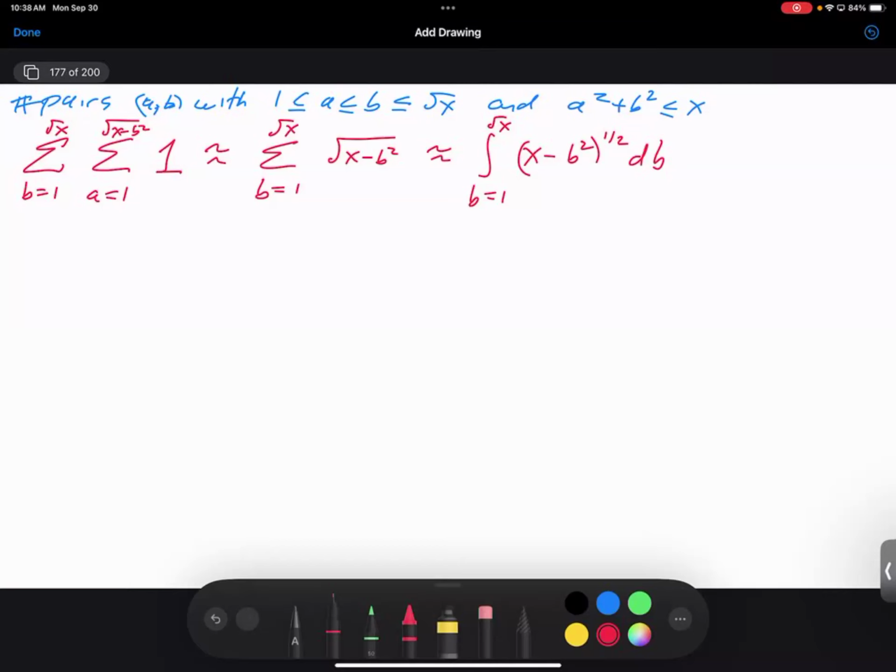All right, I want to change variables. I want to try to figure out how does this scale with x. So I'm going to change variables. Anybody have a thought about how I should rewrite the variable b? I want to figure out the x dependence. I've got the square root of x minus b squared. How should I write b?